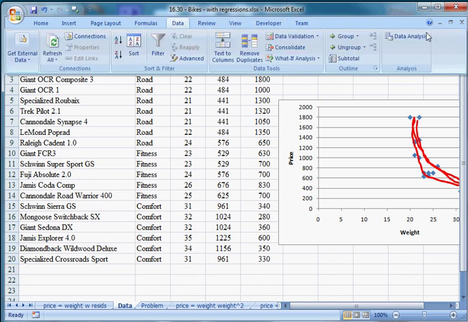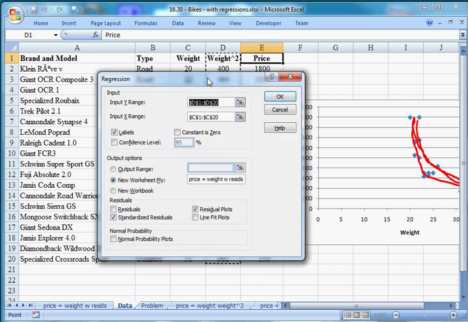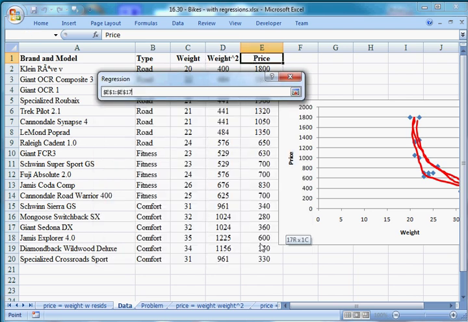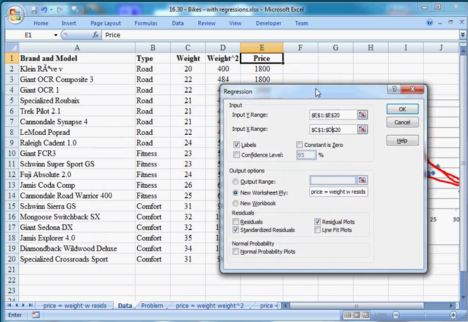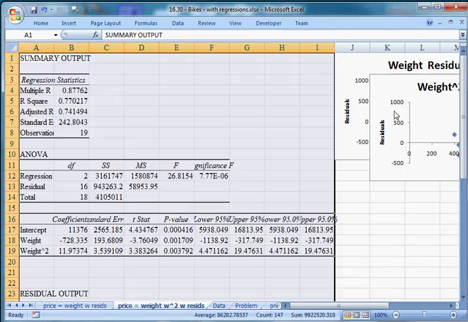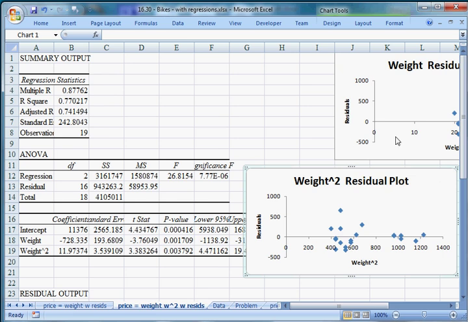Again, to get this, we do our data analysis. We have our regression. Okay. Our input range has changed. It's not D anymore. It's E. Excel, the data analysis doesn't automatically shift stuff over. But now our variables are going to be from C1 to D20, right? Because we have two columns. Weight, W squared with resids, and I want it to be labels, standardized residuals, residual plots, all the same as before. Here we go. Okay, now we have two residual plots.